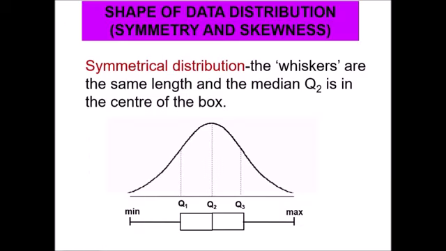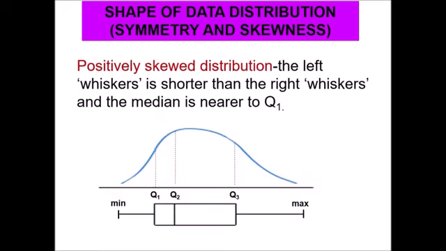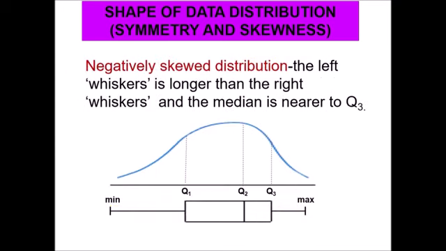For the shape of the data distribution: when the whiskers are the same length and Q2, the median, is in the center of the box, this is a symmetrical distribution. When the left whisker is shorter than the right whisker and the median is nearer to Q1, this is a positively skewed distribution. When the left whisker is longer than the right whisker and the median is nearer to Q3, this is a negatively skewed distribution.